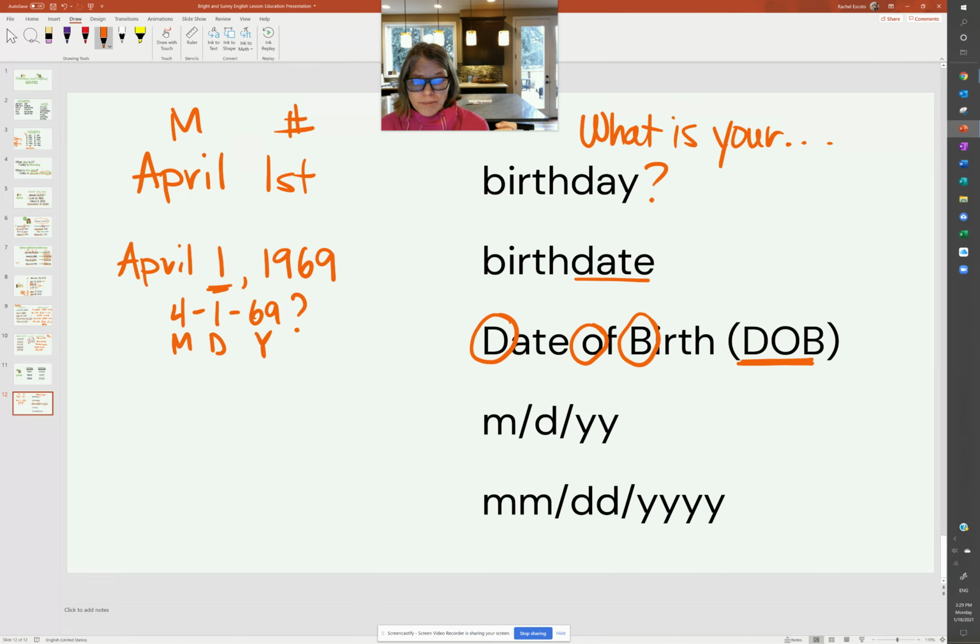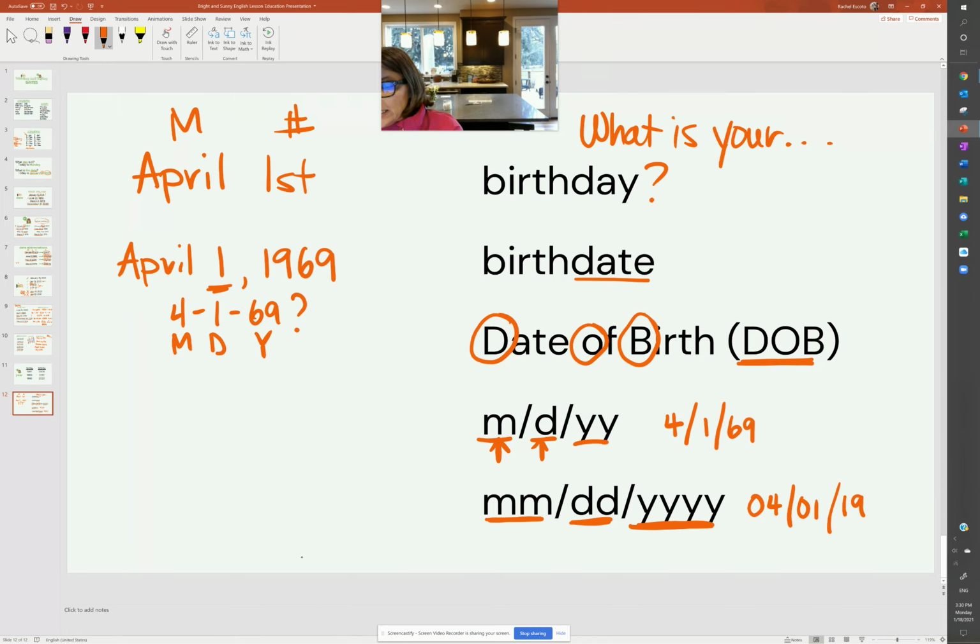The other thing about forms is sometimes it asks you to write the date, and it will put a format that it wants you to use. For example, if it has month, day, year, you could just put, for example, let's try April 1st, 1969, 4/1/69. But sometimes it will say month, month, day, day, year, year, year, year. This is how many digits it wants you to write. So now you have to write 04/01/1969.